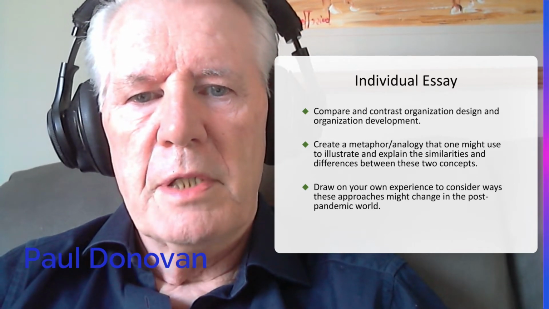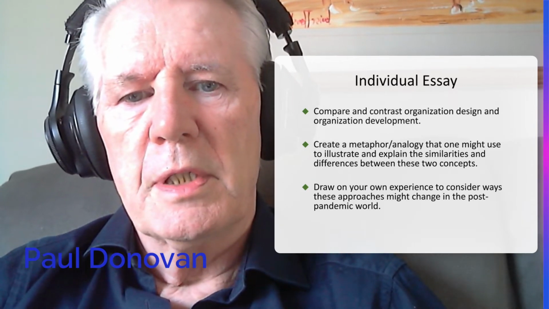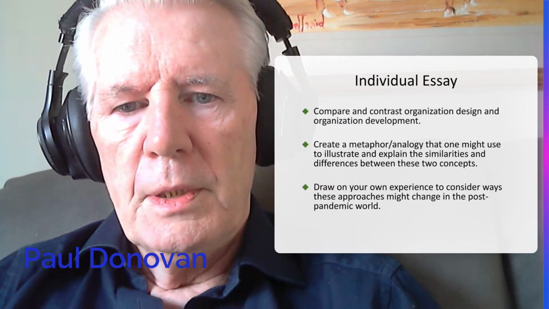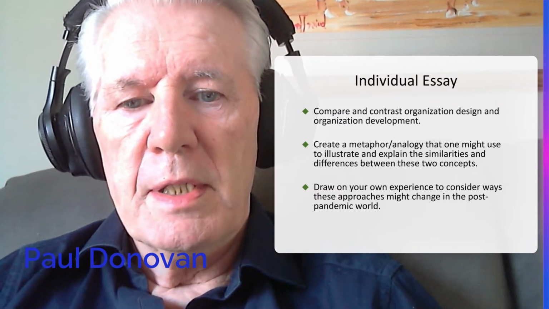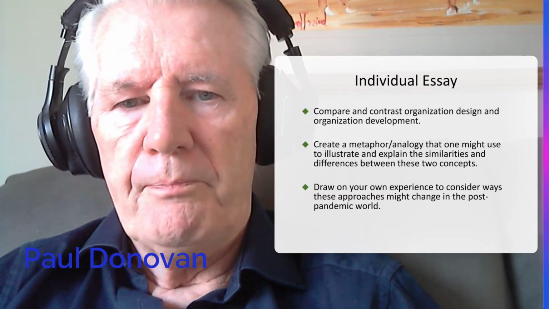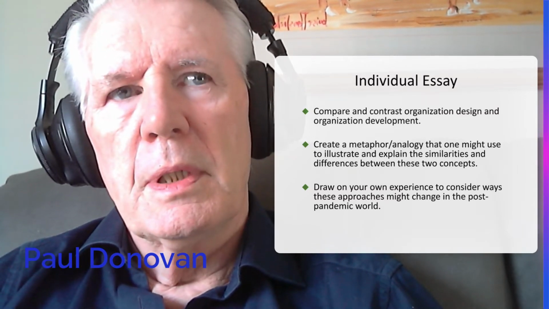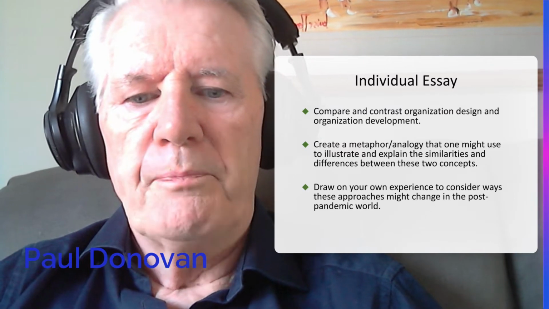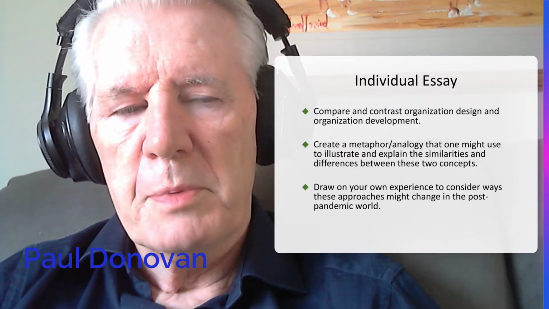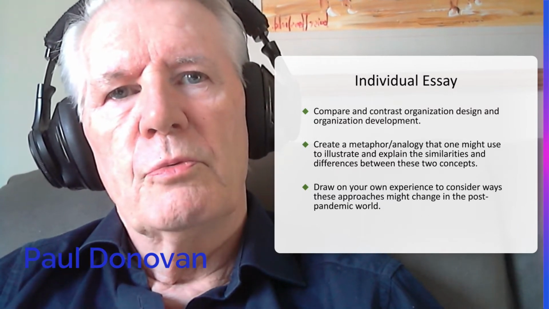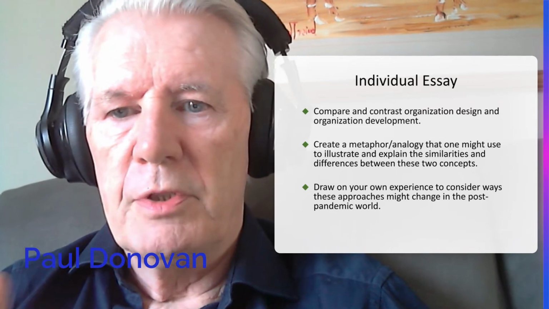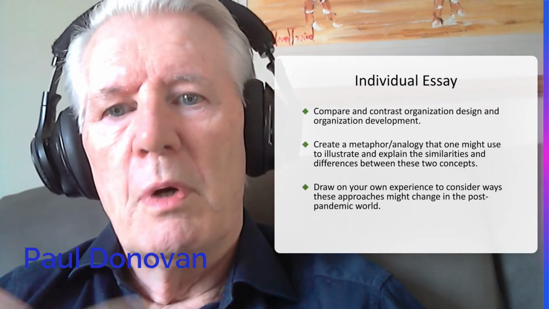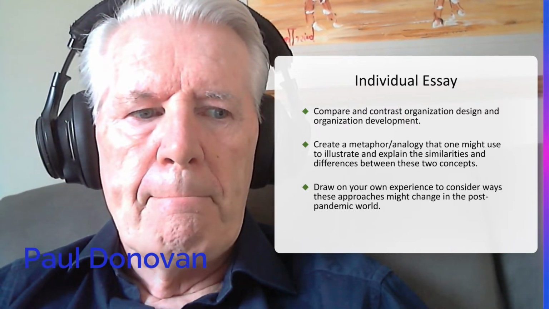Your task is also to create a metaphor or an analogy that one might use to illustrate and explain the similarities and the differences between these two concepts. Subsequently, draw on your own experience to consider ways that these approaches might change in the post-pandemic world. We'll put a note on Blackboard to indicate that 50% of the group will submit to John and 50% of the group will submit to Paul a 200-word email describing how they're going to tackle this individual essay. So the purpose of that is to try and steer you correctly so that you don't go off on the wrong tack in this assignment.